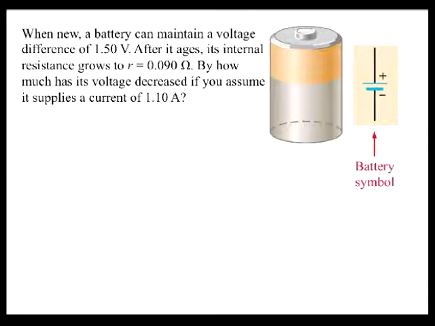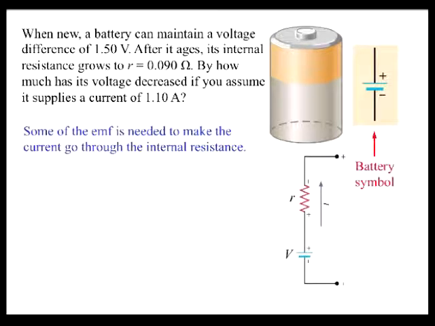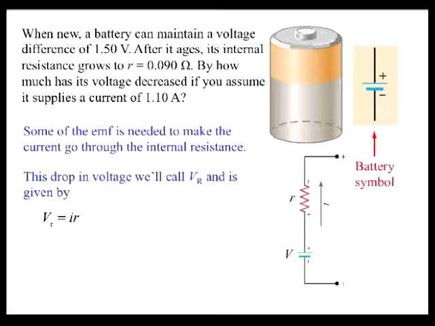The voltage between the terminals is not the entire 1.50 volts EMF, because part of the EMF is needed to make the current go through the internal resistance. The amount of voltage needed can be determined from Ohm's law as the current I through the battery times the internal resistance R. For larger currents, a larger amount of voltage is needed, leaving less of the EMF between the terminals. The drop in voltage we'll call VR and is given by VR equals IR equals 1.10 amps times 0.090 ohms, which equals 0.10 volts.